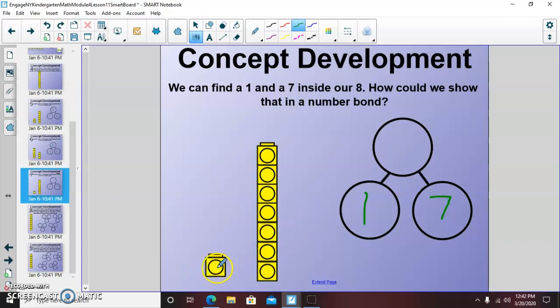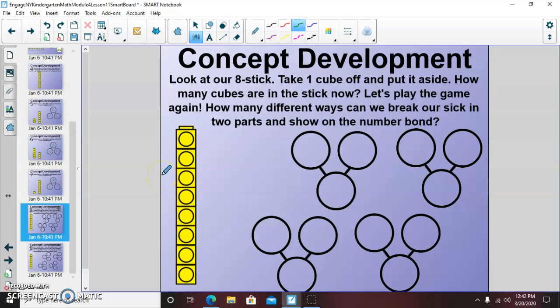Let's count all our cubes together. 1, 2, 3, 4, 5, 6, 7, 8. Awesome job, guys. I'm so sorry my numbers are so messy. It's just tricky writing with the mouse. Okay, so here is your challenge. We're going to play a little game. I'm going to move a certain number of cubes. I'm not going to tell you how many. And I want you to fill in one of the number bonds, okay?